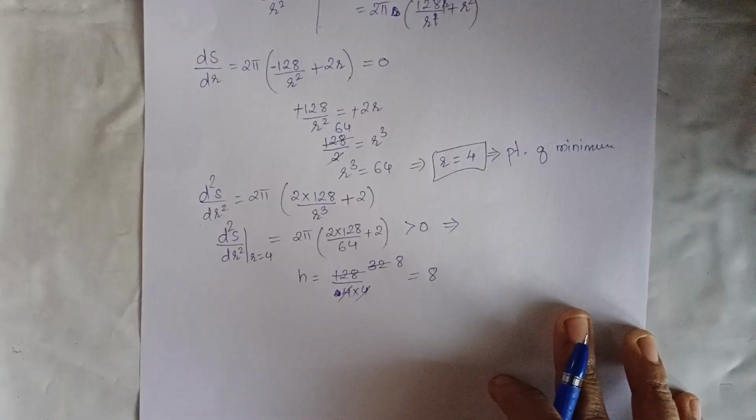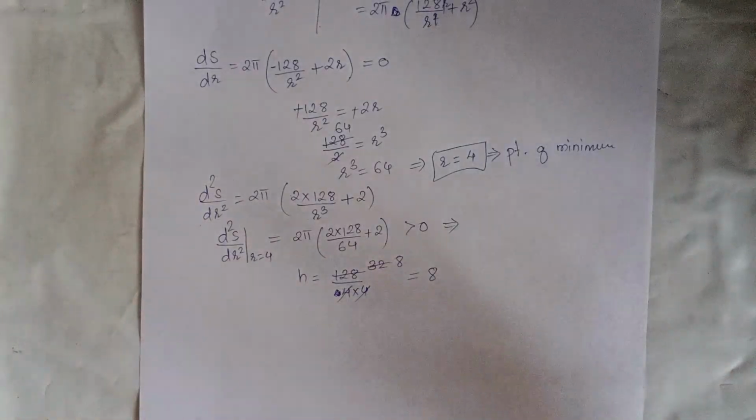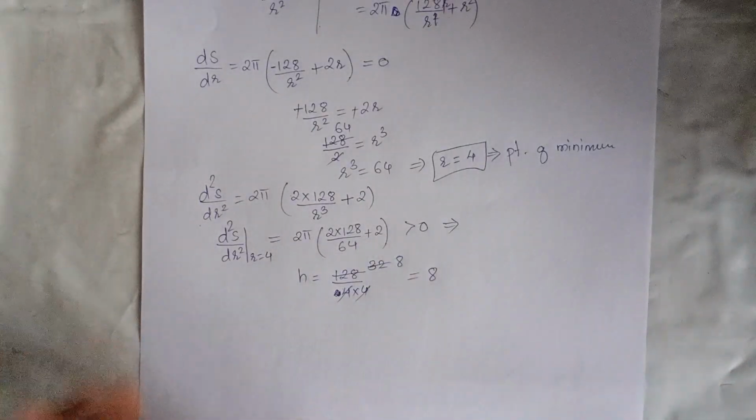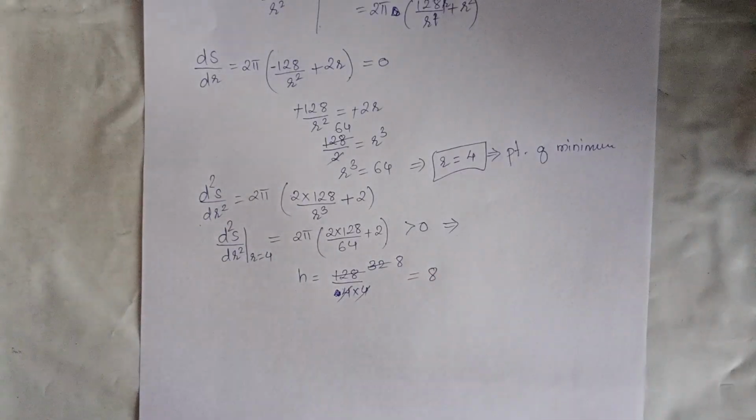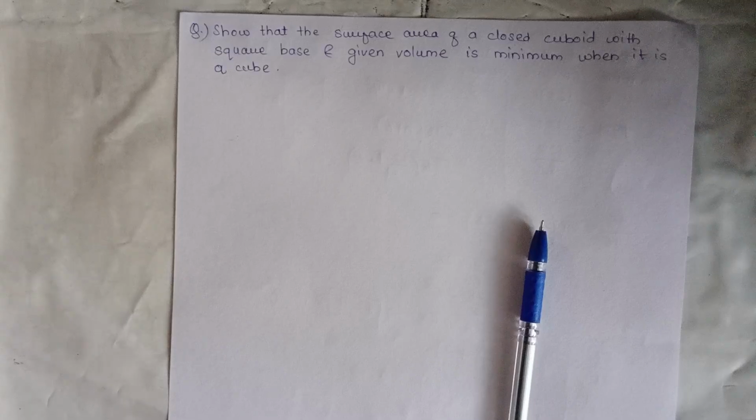Mostly the problems are like this only. That is, either the volume is given or the surface area is given. Then we have to find the maximum or the minimum. Same steps you have to follow. Next question.